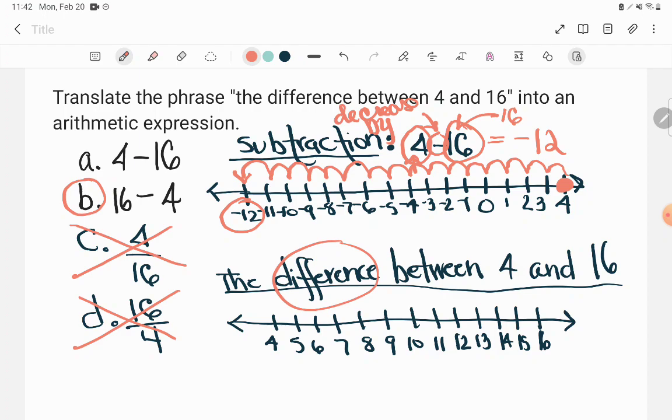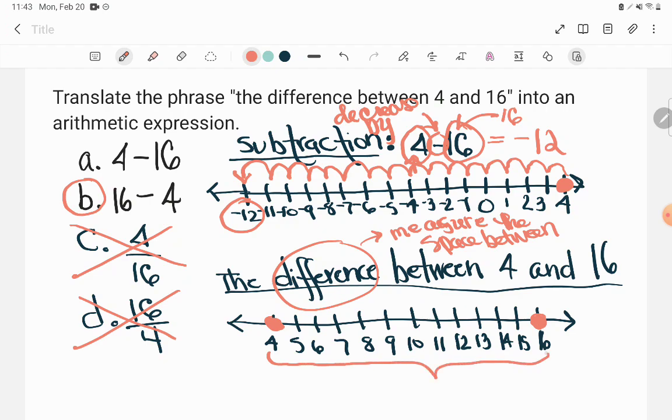What I'm asking you is to measure the space between. Difference, also called distance, is a measurement of space between two numbers. So the difference between 4 and 16 says examine 4 and 16 on the number line. It's not a movement of 16. It's the number 16 over there on the number line, and the number 4. And then we're asking ourselves, how much space is between them?